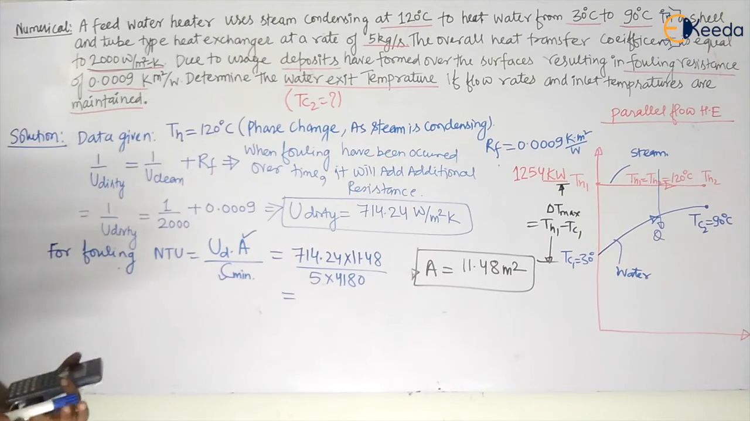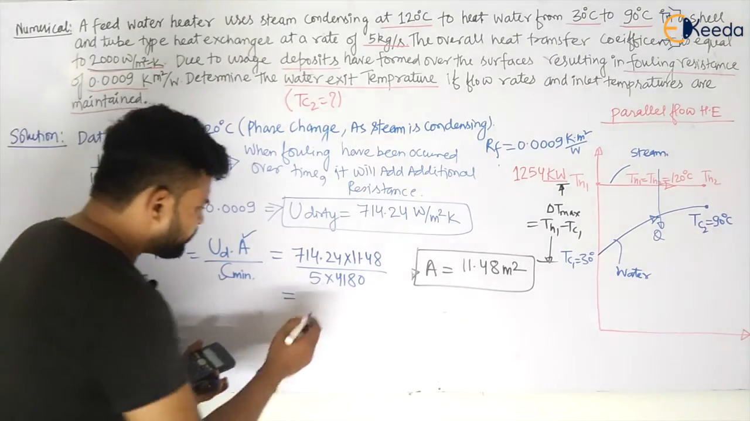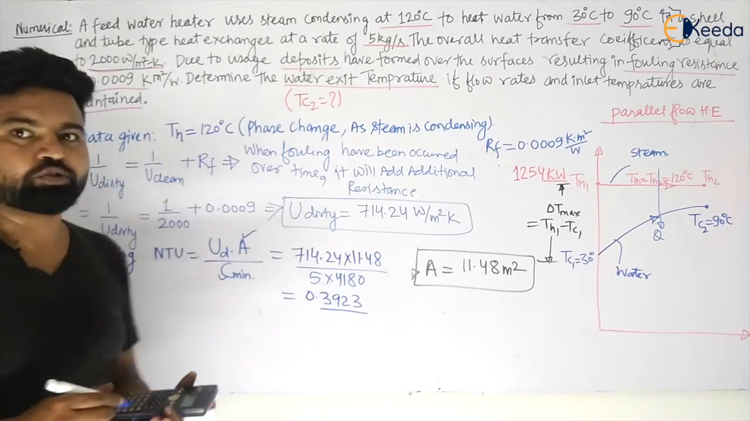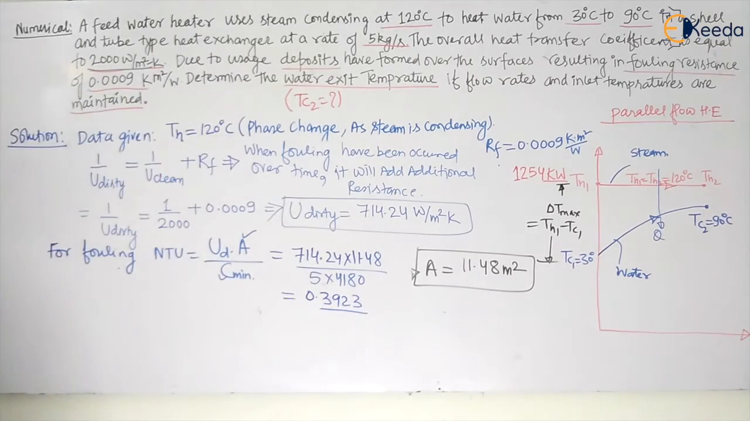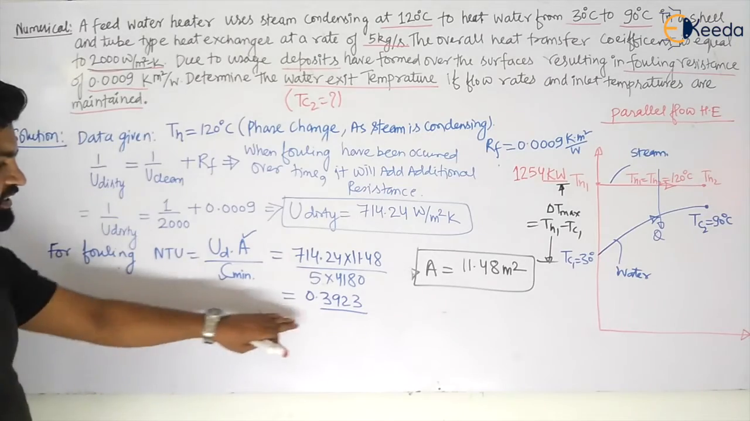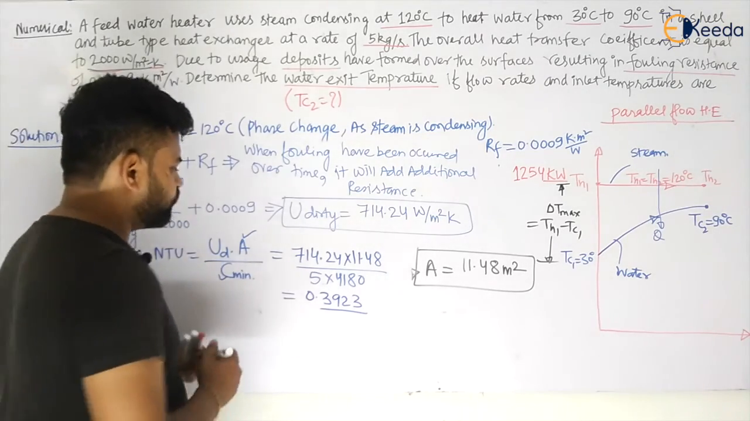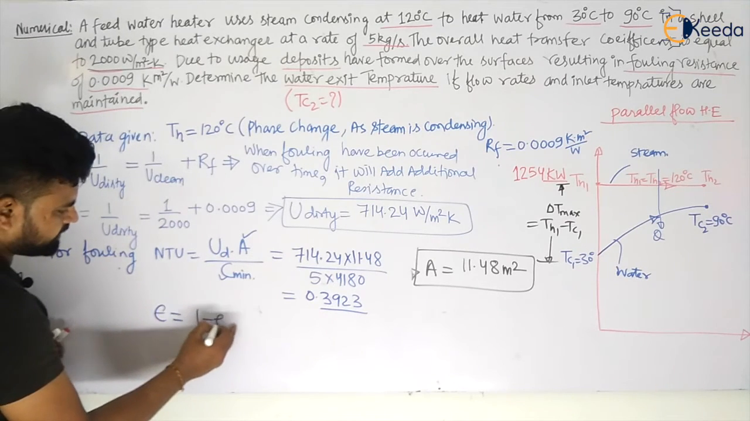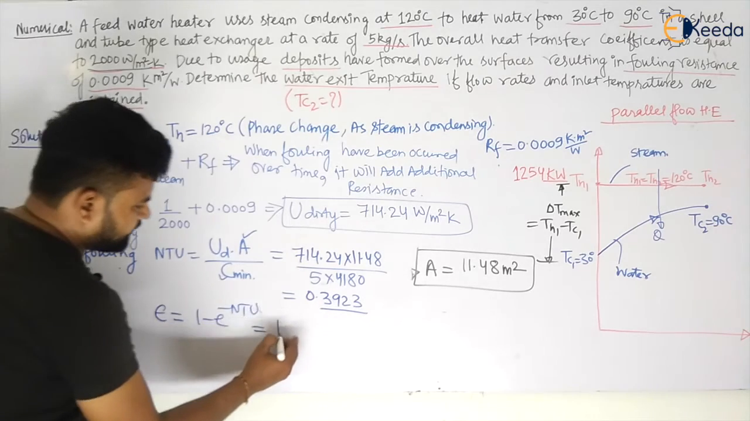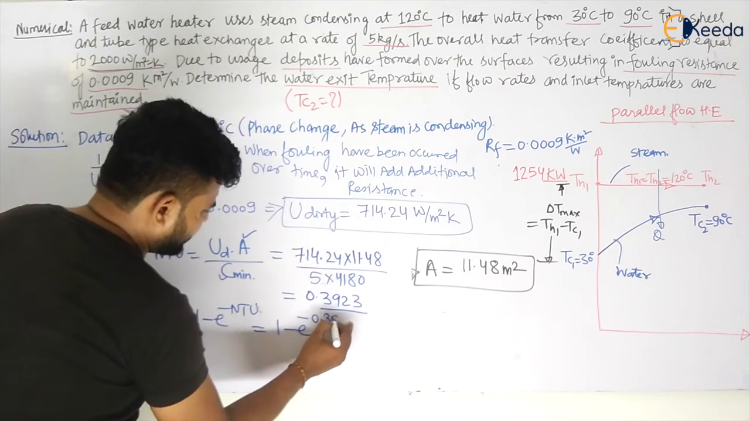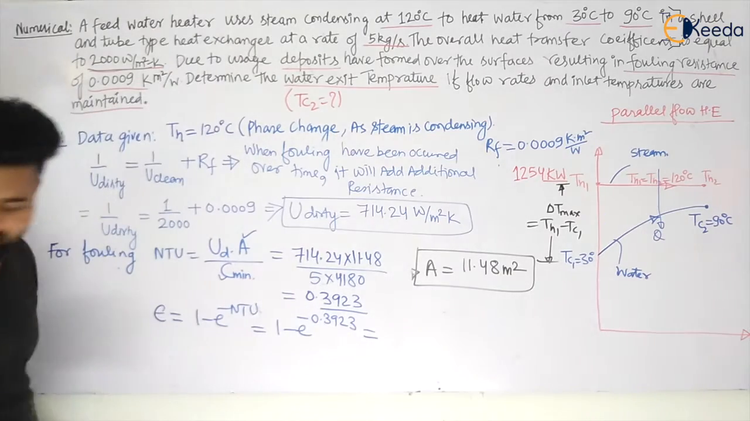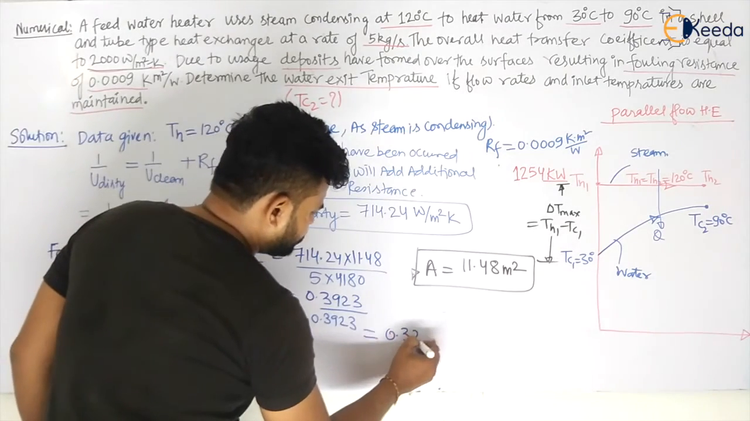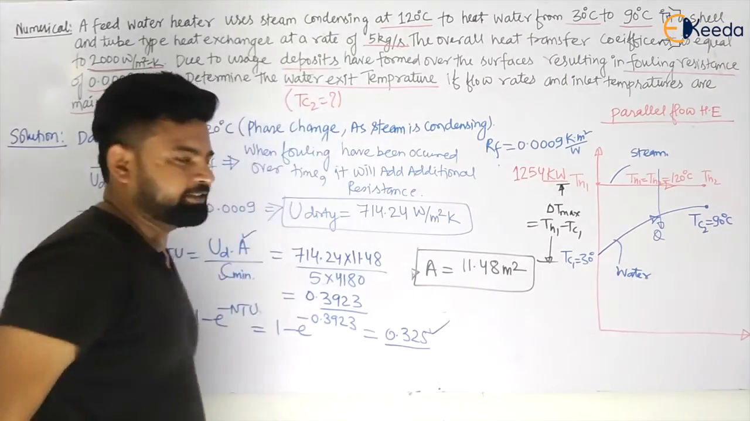So your NTU has decreased. Oh my god, this is 0.3923, my dear students, and before it was something like 1.09. So it has decreased. So can we calculate the effectiveness? We can see that NTU has decreased, my dear students. So what will be the effectiveness for the parallel flow case? This will be given by 1 minus e to the power minus NTU. So this will become 1 minus e to the power minus 0.3923, and the effectiveness will be equal to 0.325, my dear students. So now we have the effectiveness.